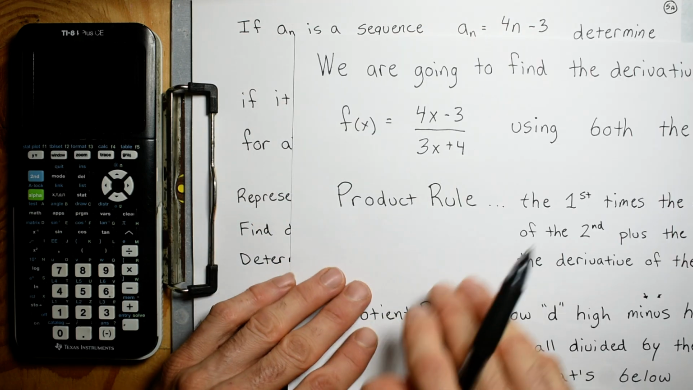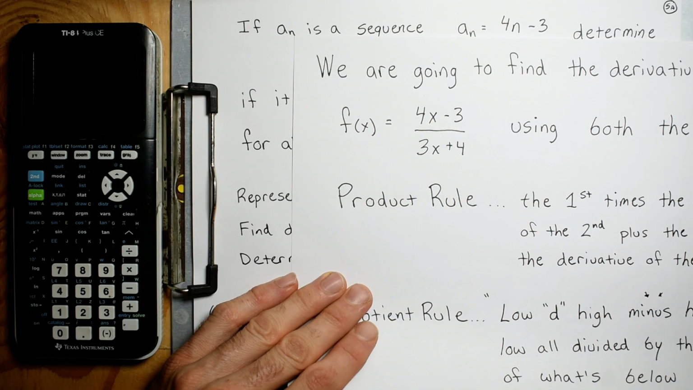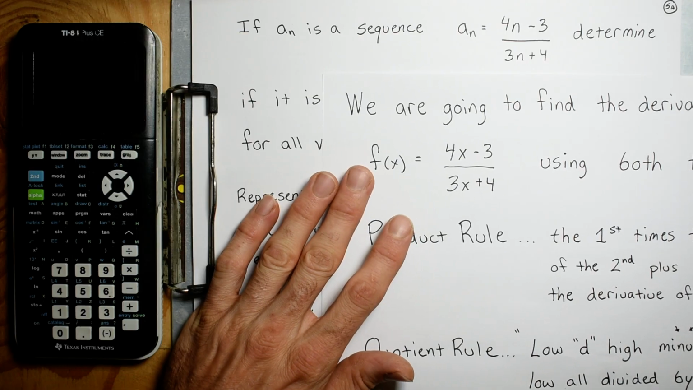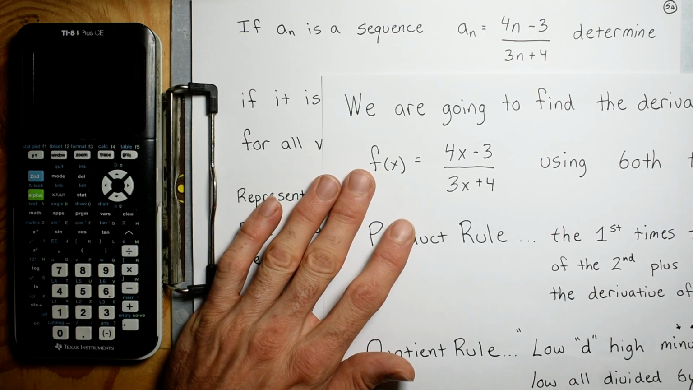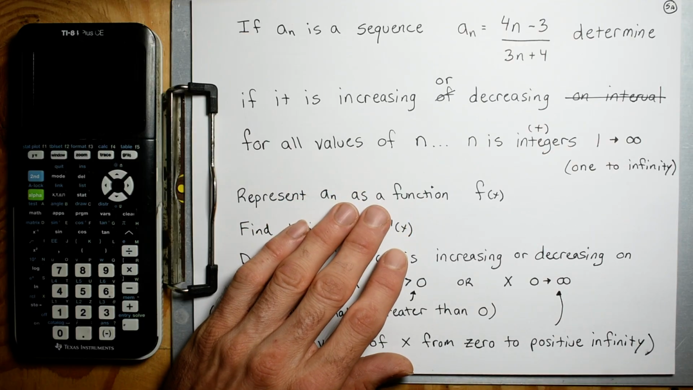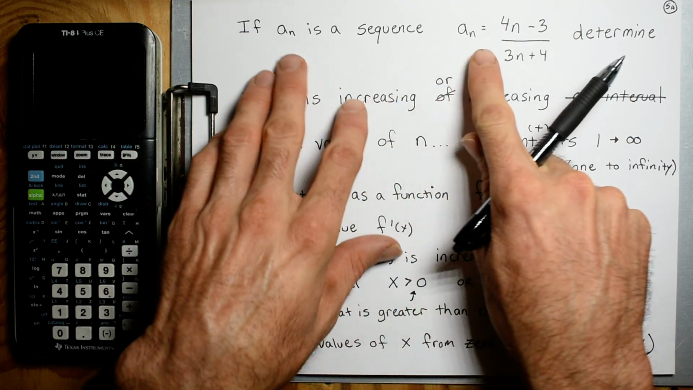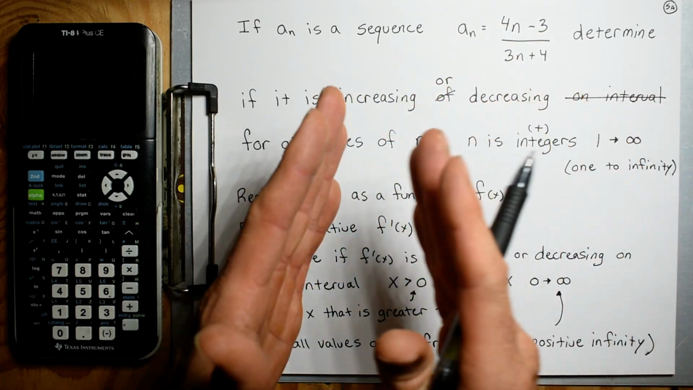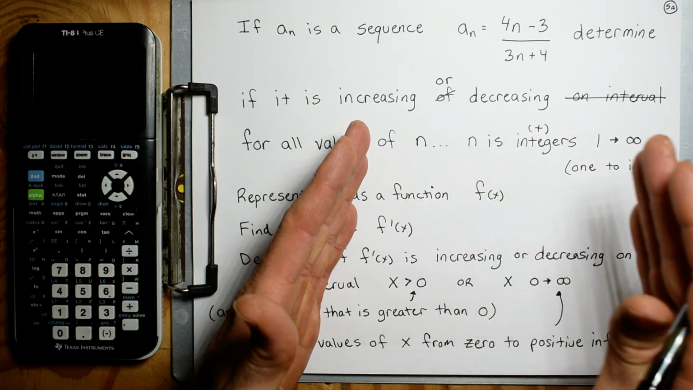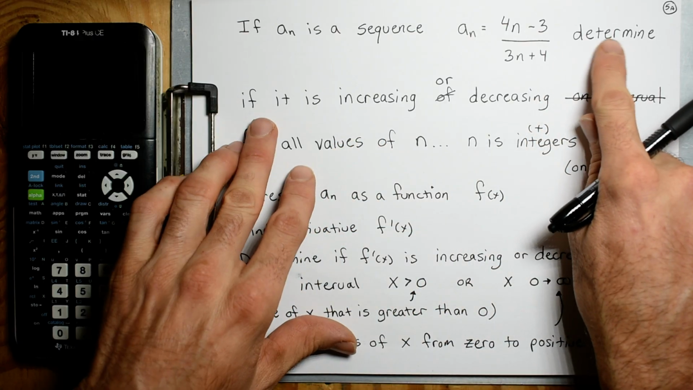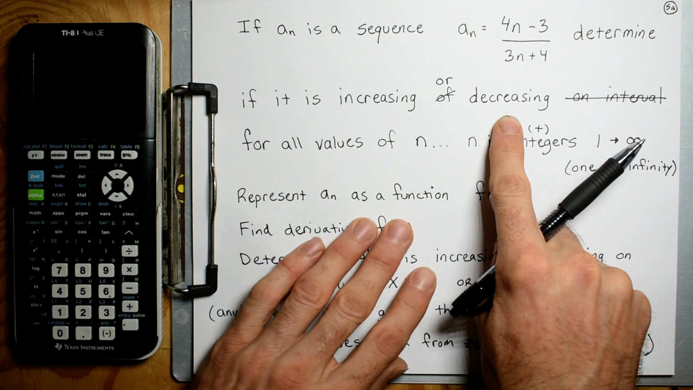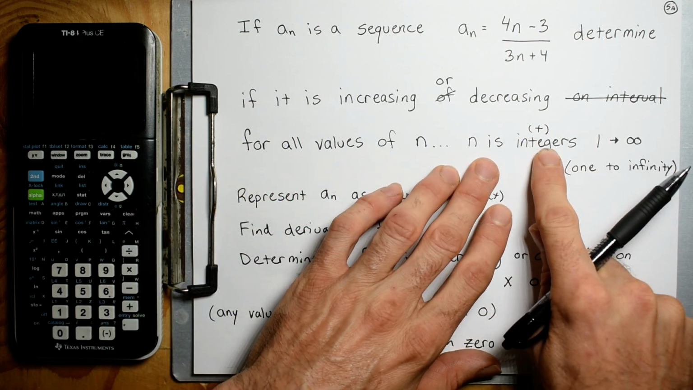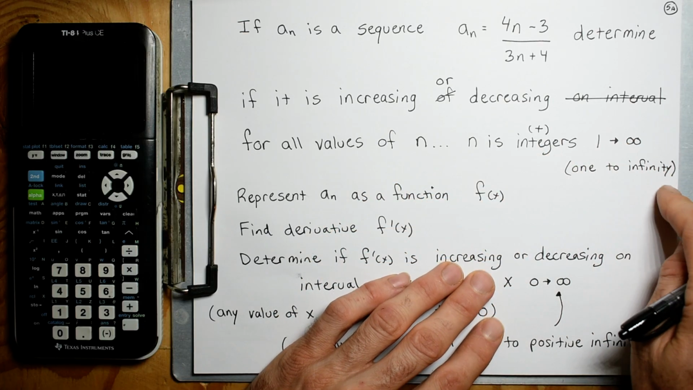So now we're going to see. We turned this into, we had this function, and this is in the section of James Stewart calculus. I'm trying to learn multivariable calculus, and they started with sequences. So that's kind of the chapter that we're doing. And so if this is a sequence where n is integers from 1, 2, 3, and so forth to infinity, we need to determine if it is increasing or decreasing on the interval for all values of n, when n is positive integers 1 to infinity.